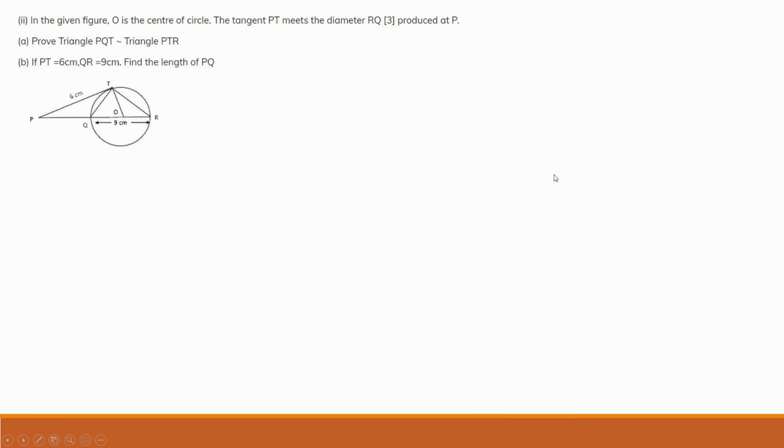The tangent PT meets the diameter RQ. This is a 3 mark question. So the tangent PT meets the diameter RQ produced at P. Prove that triangle PQT is similar to triangle PTR. So what we have to prove is that triangle PQT is similar to triangle PTR, right? This we have to prove.